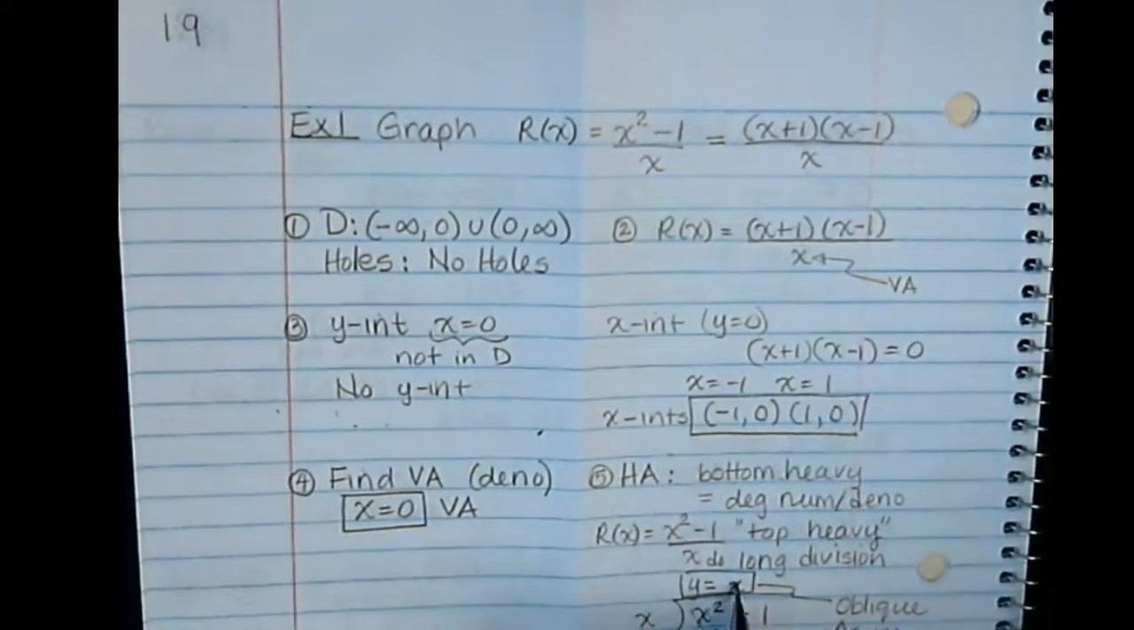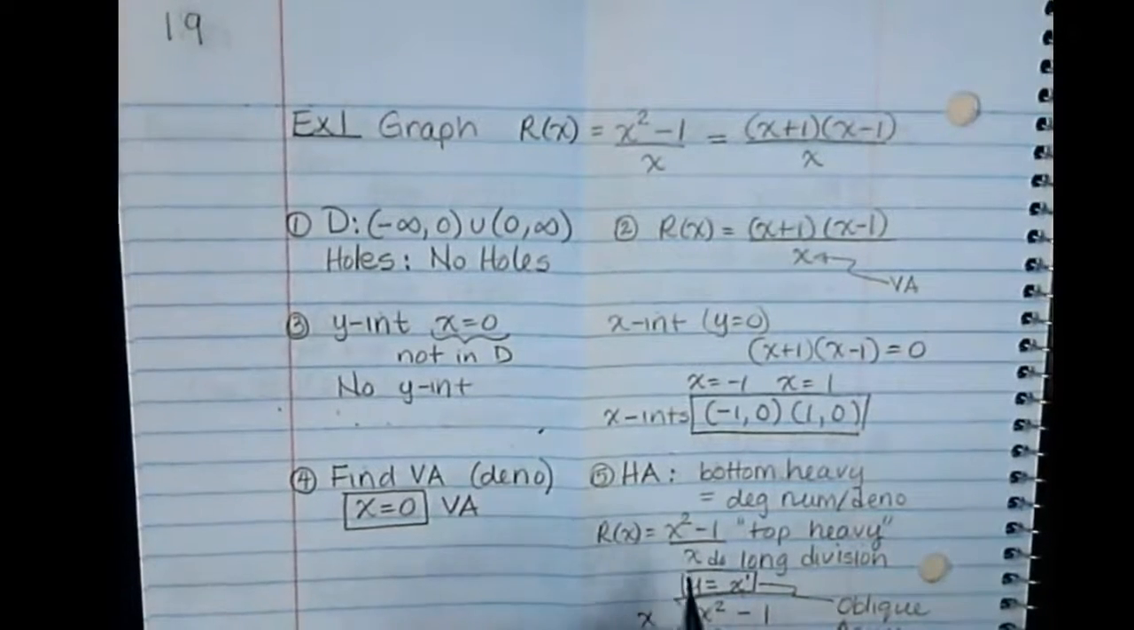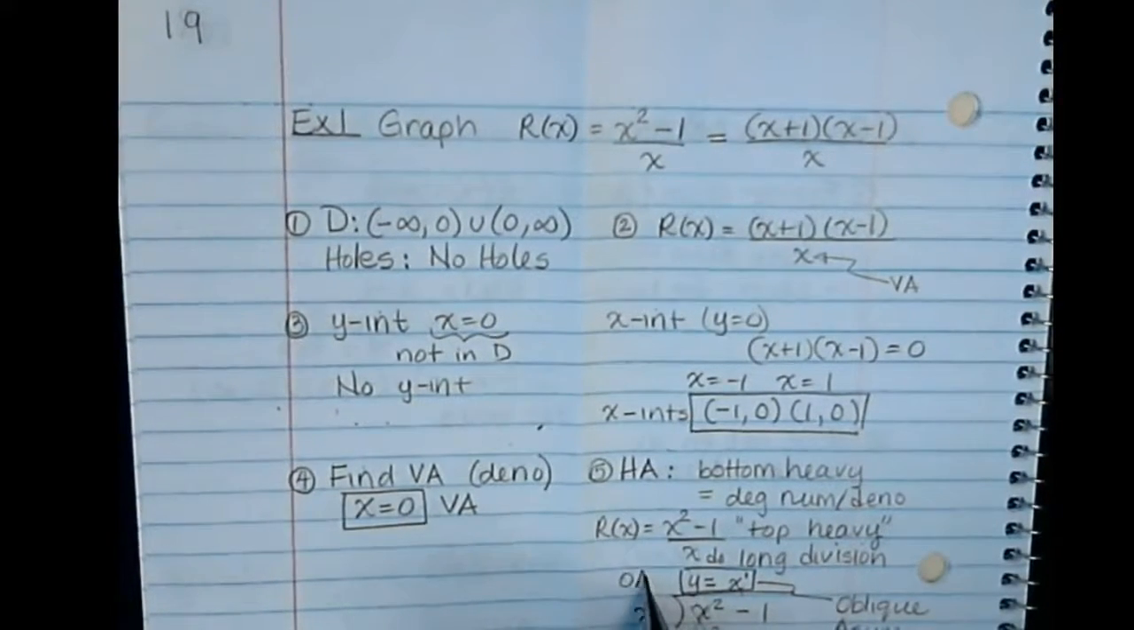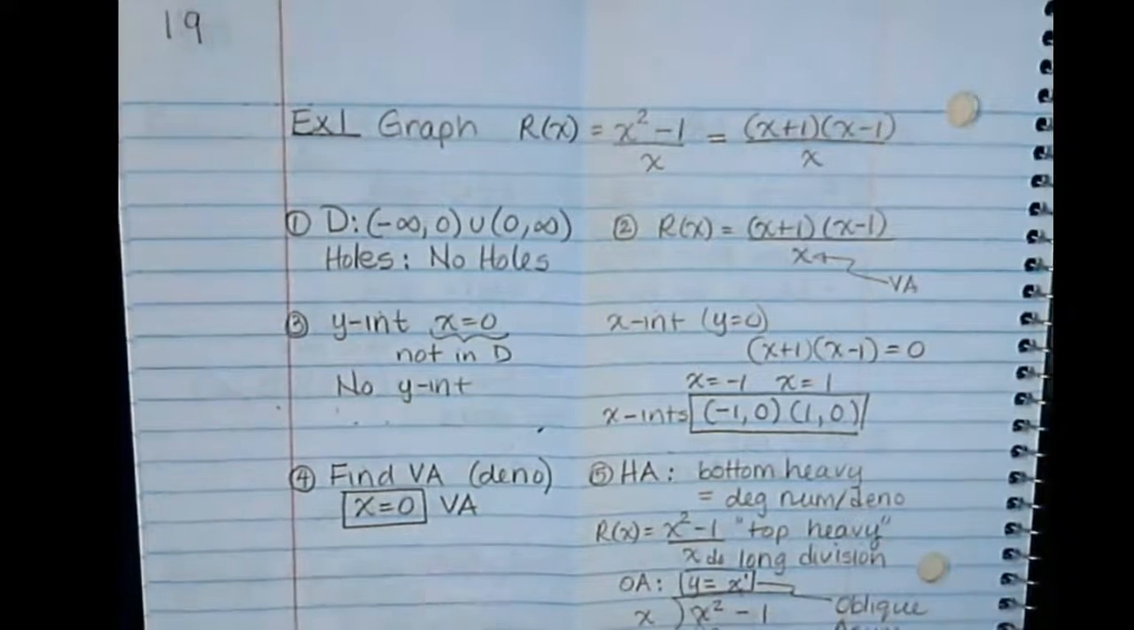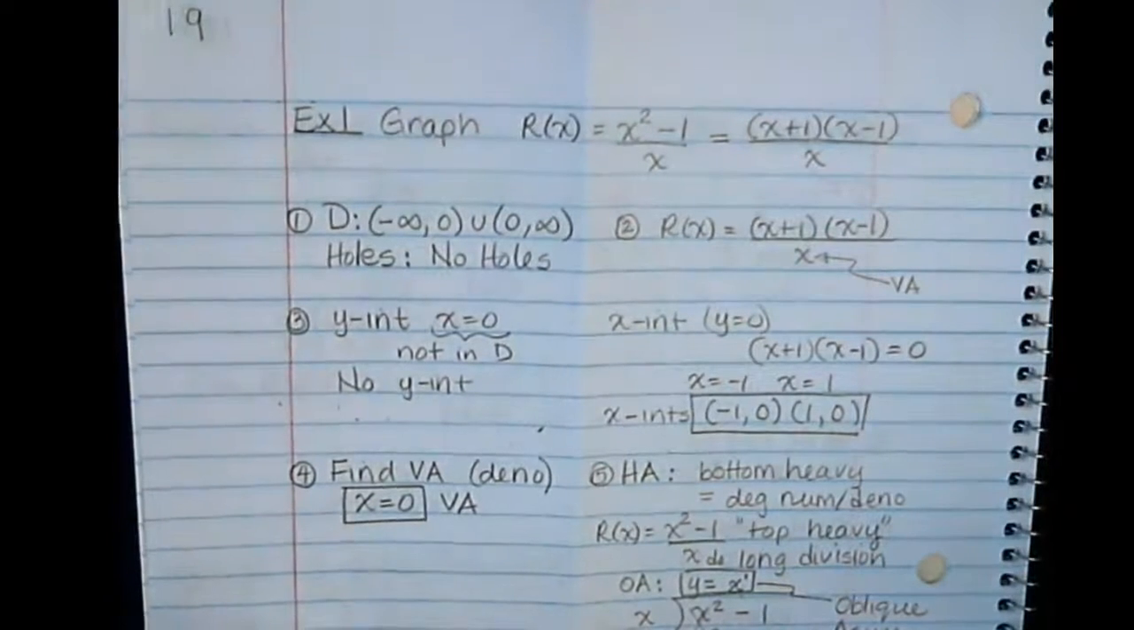It's oblique because it has a degree of 1. So if it's top heavy by 1, then you have an oblique asymptote. If it's top heavy by 2, meaning that the degree is 2 or 3 more than the degree at the bottom, then we don't have an asymptote at all. All right, so we found that this is our oblique asymptote. And then we're ready to go to part 6, which is to graph.